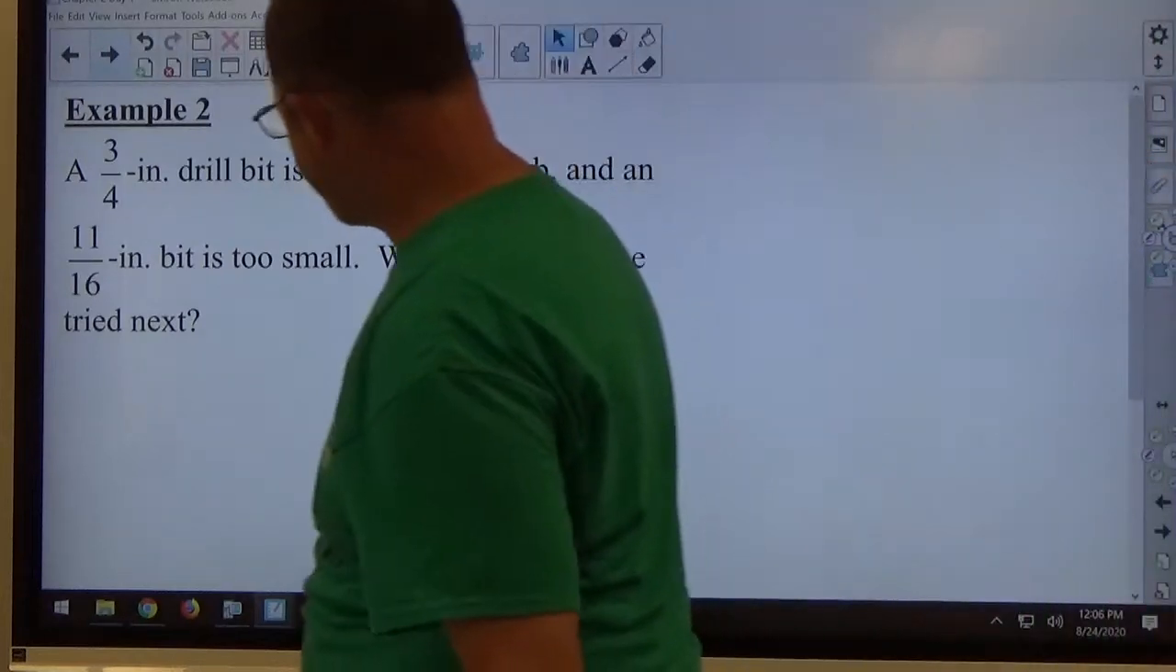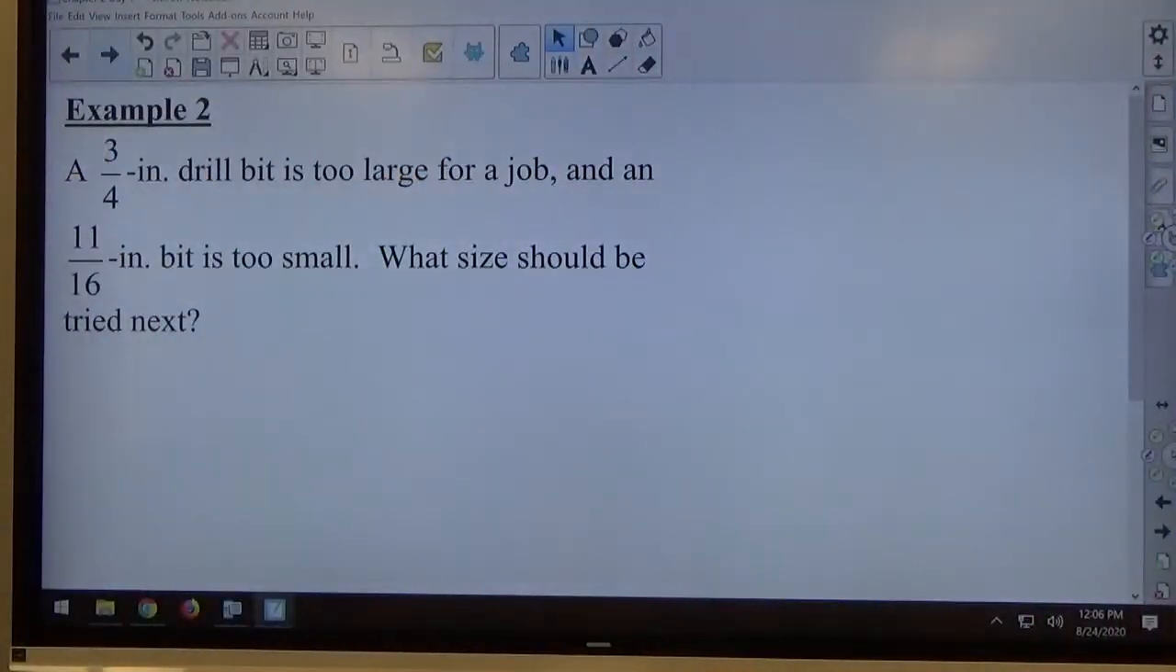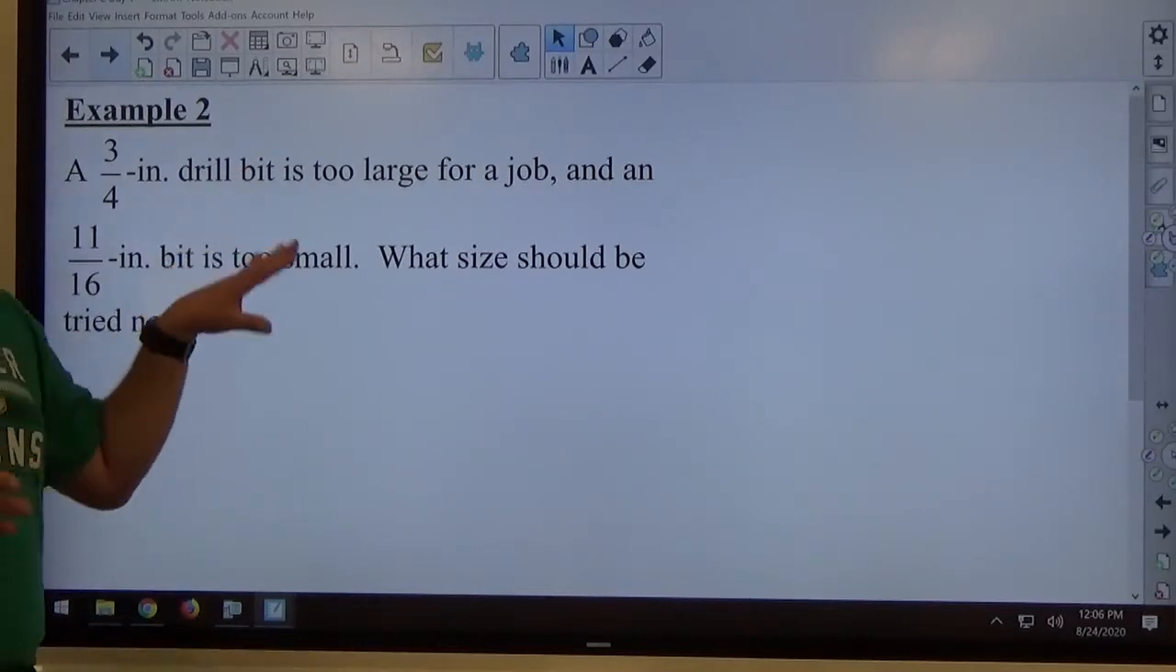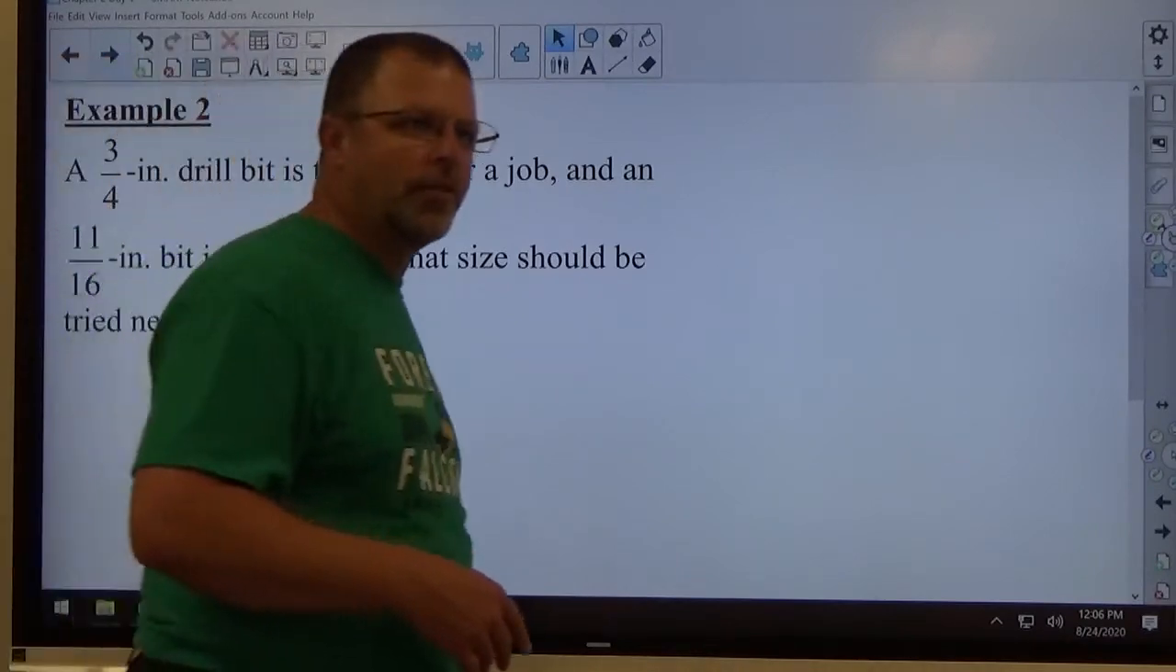Example 2. A 3/4 inch drill bit is too large for a job, and an 11/16 bit is too small. What size should be tried next? All right, so we got 2 fractional drill bits, and if you ever work with drill bits, that's how they come. There's like a 1 inch, a 2 inch, and 3 inch. I'm sure those exist, but typically people work in the fractional units for drill bits more often than not.